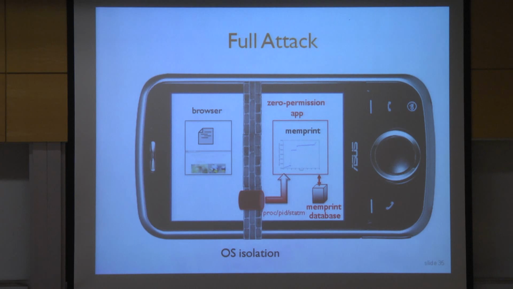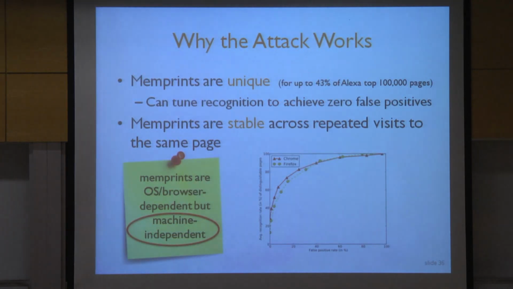It could be polling at a pretty high rate, doesn't need any permissions to do this, and then once it accumulated this fingerprint of memory consumption, it can compare it with a pre-computed database to figure out which website is being browsed by the user.